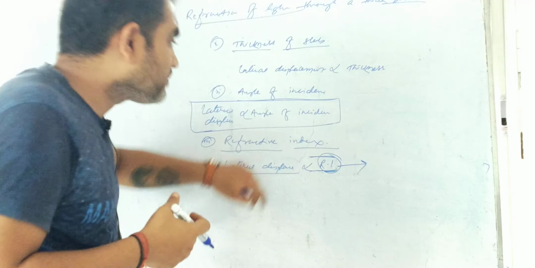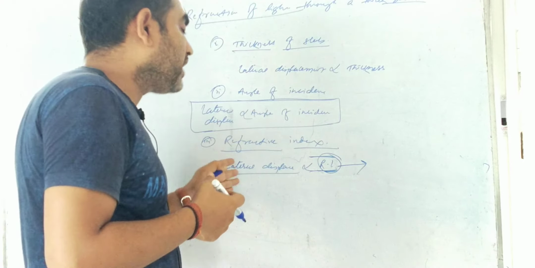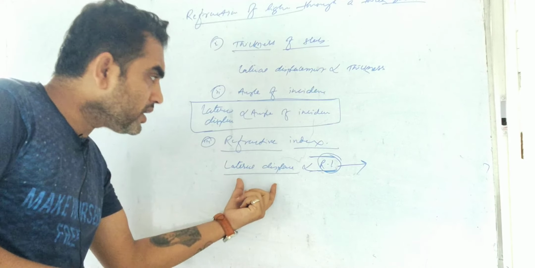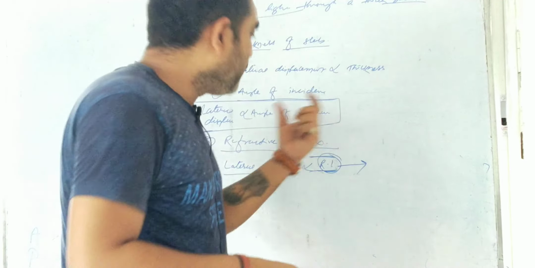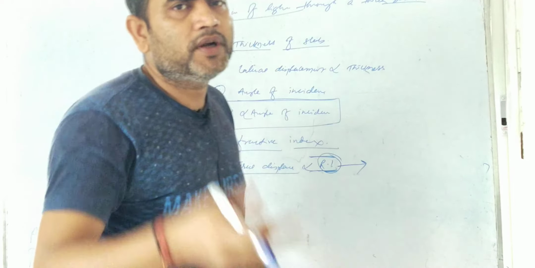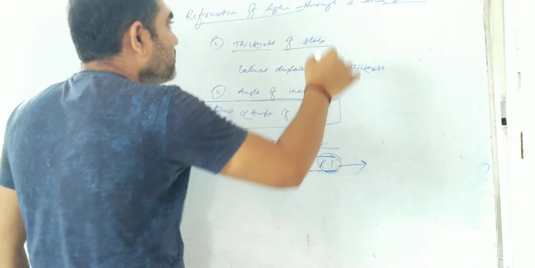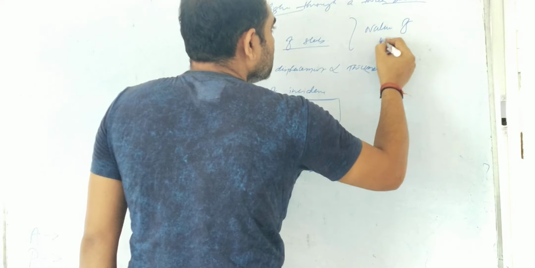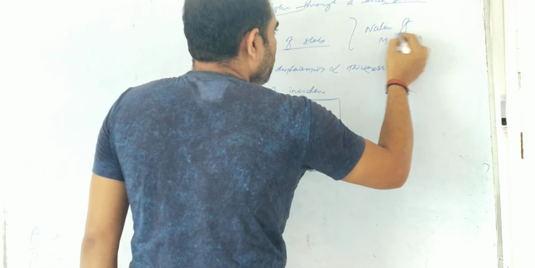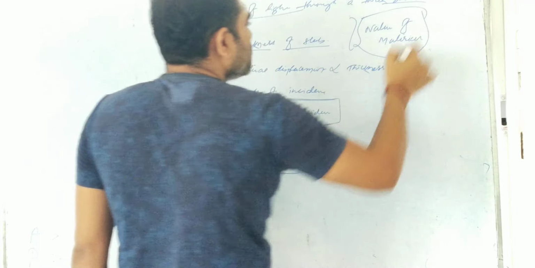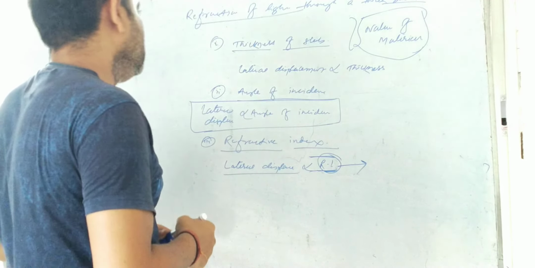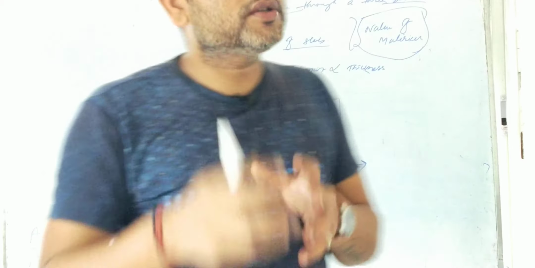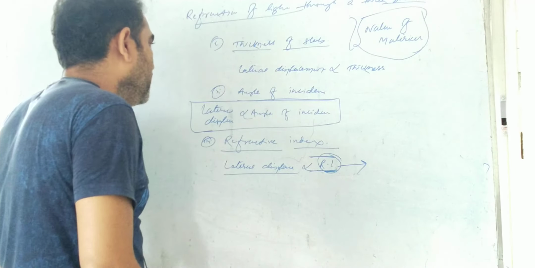So lateral displacement is directly proportional to the refractive index, and with the help of refractive index we can also relate lateral displacement to the wavelength and to the color of the light. Sometimes we can also say the nature of the material. That is not the official factor, but sometimes lateral displacement also gets influenced by the nature of the material.